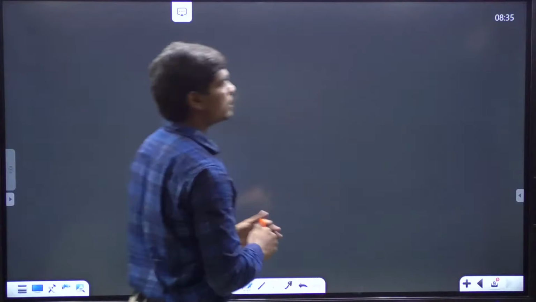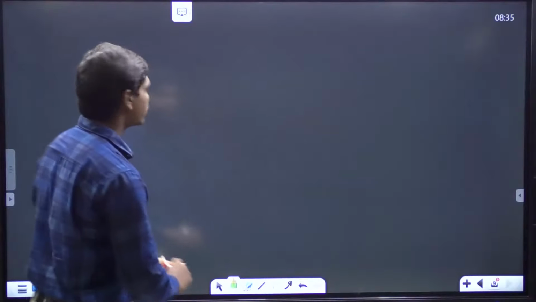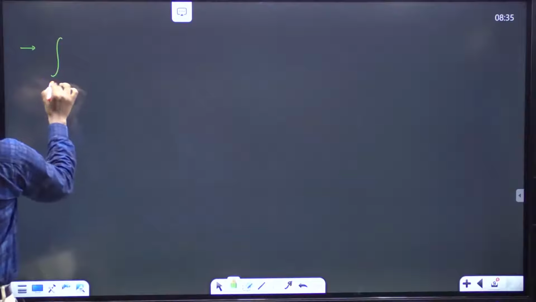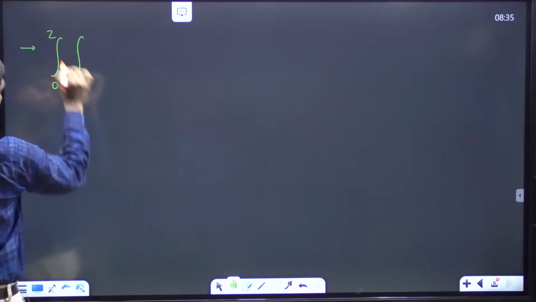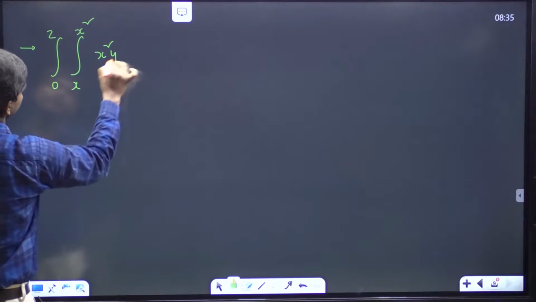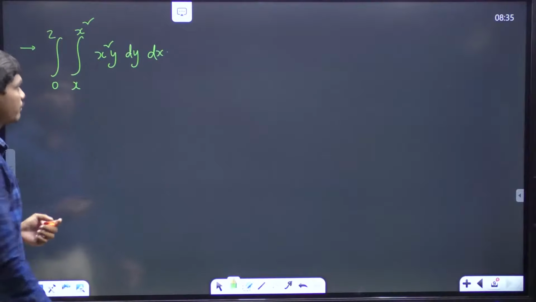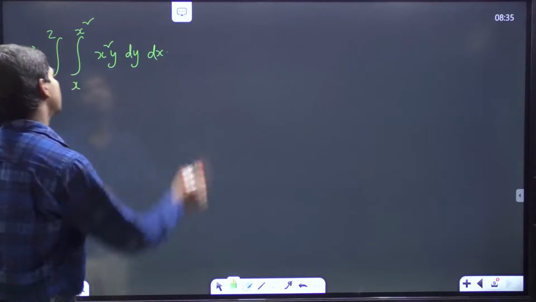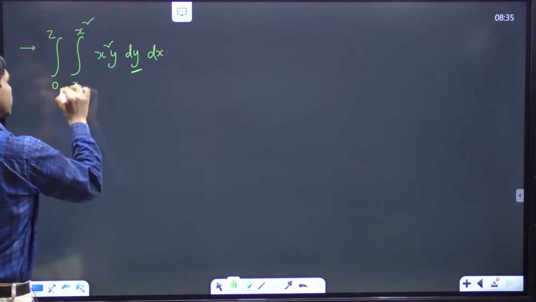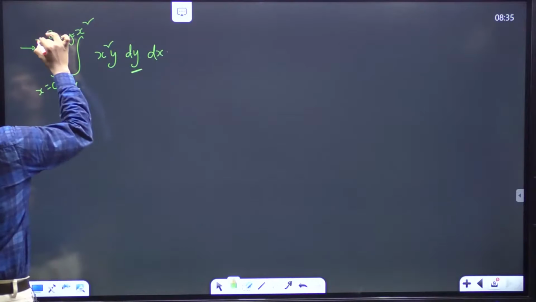Okay, so now first of all, let me tell you, once the limits of integration are known to you, then how to integrate the functions basically. For that, let me straight away go to an example to show you that. Integral 0 to 2, integral x to x square, y dy dx. Now if you want to calculate this value, see here, what is the first variable of integration? Y. So definitely these are limits of y. Y is equal to x to x square. X is equal to 0, x is equal to 2.